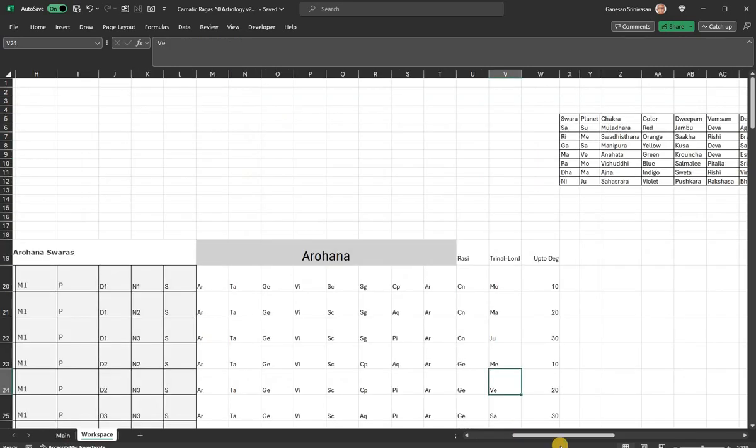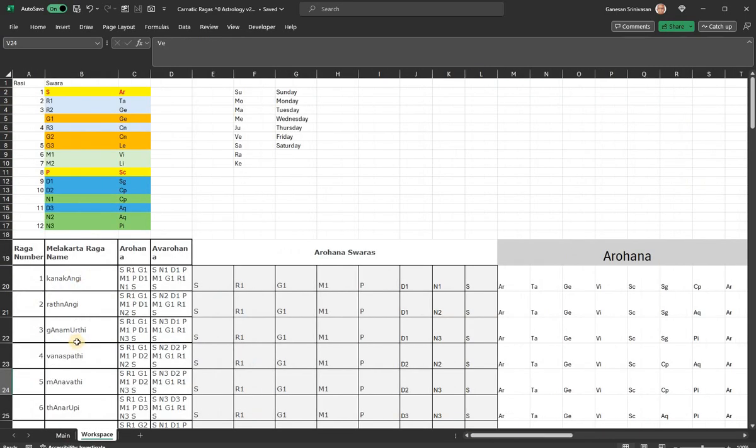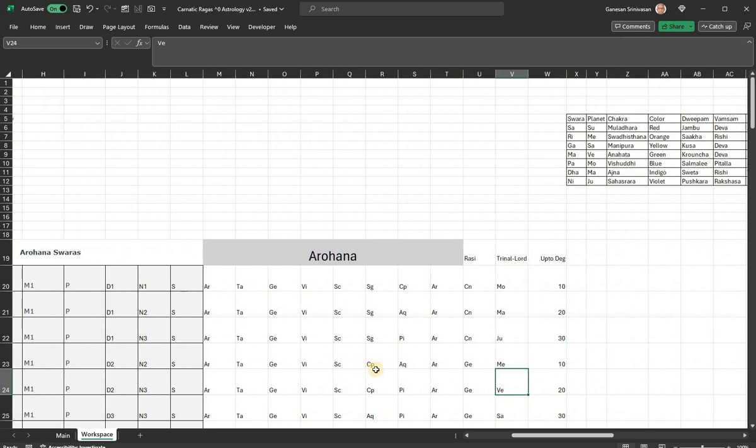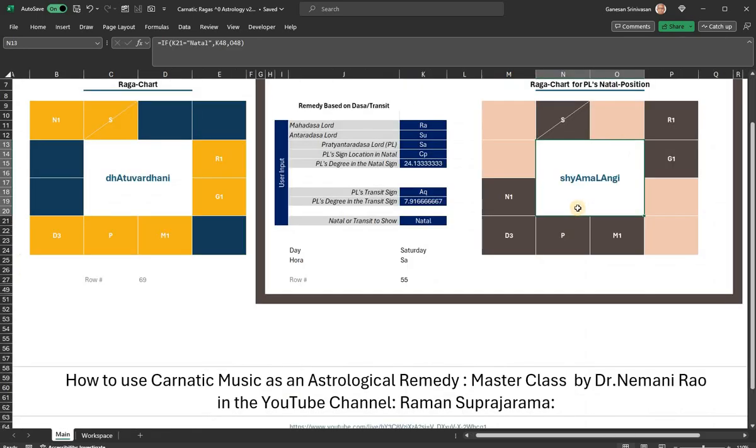So this is coming from this, because each raga is mapped to these Arohana frequencies that are fixed, and as per the Arohana frequencies, some Rasi and trinal lords are fixed. So based upon this table, this chart gets erected by itself automatically in Excel. So if you watch the video and use this Excel, you can immediately give a remedy to the native who comes to you with problems.